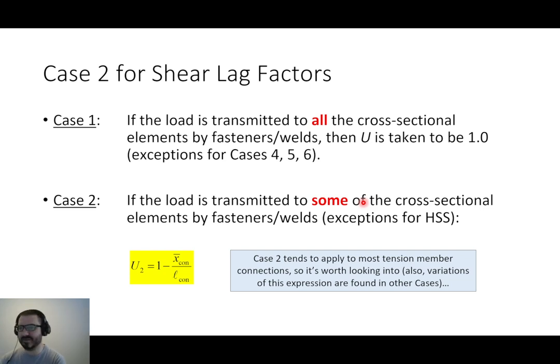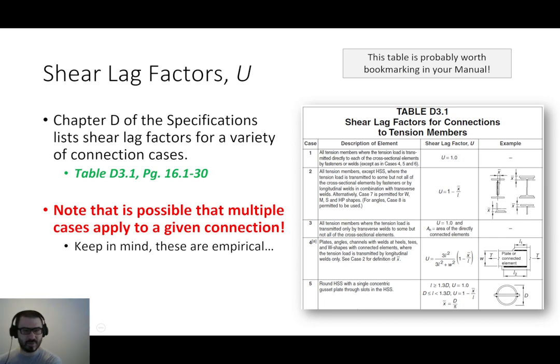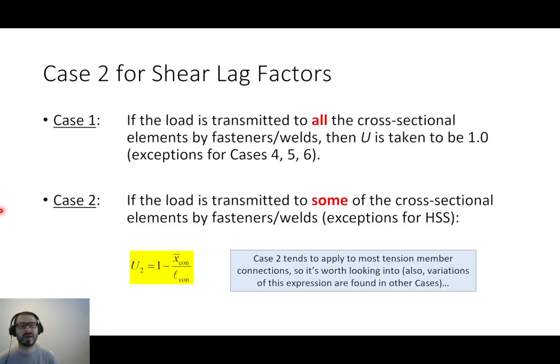So if I go back to the previous slide, the text here is kind of small. So if you look at case 1 and case 2, it describes those cases. It's kind of small to read, so let's blow it up. Okay, so case 1 states if the load is transmitted to all of the cross-sectional elements by fasteners or welds, whereas case 2 says if the load is transmitted to some of the cross-sectional elements by fasteners or welds. So for the most part, except for a couple specific instances, tension members are going to fall under either case 1 or case 2.